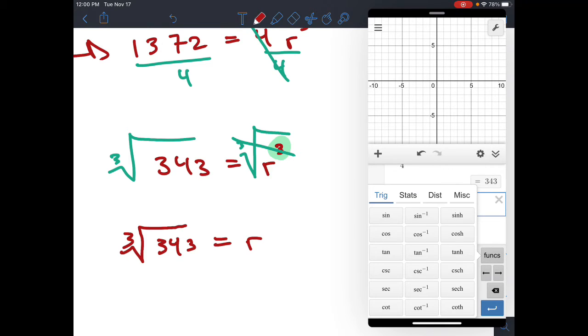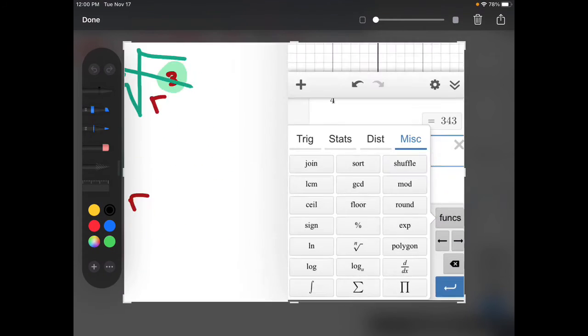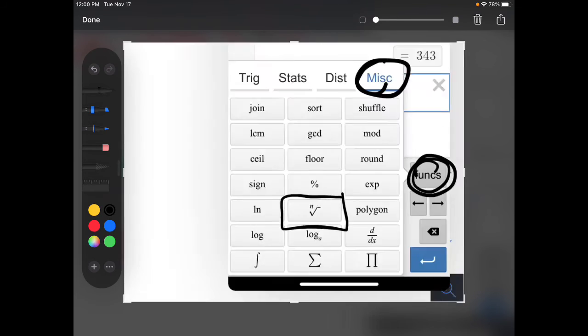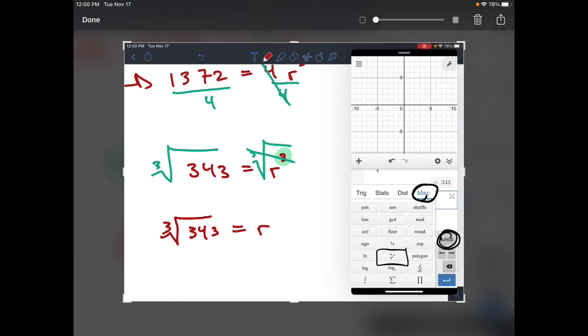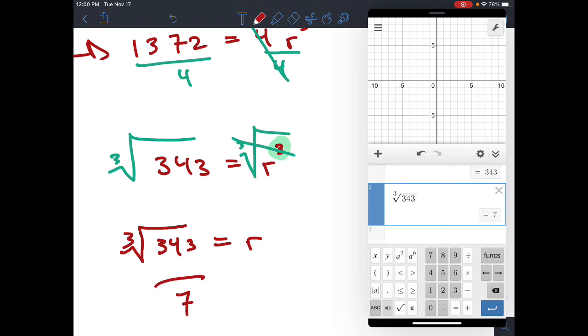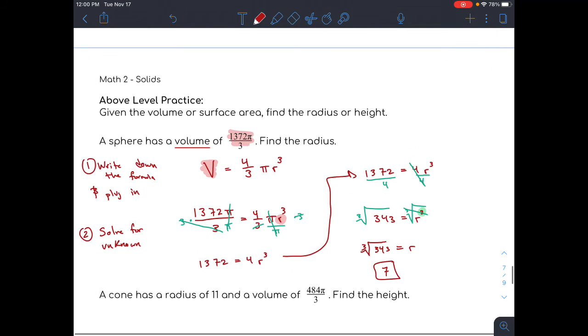I'm going to go to Functions, Miscellaneous, and I have this button right here. So notice that I went Functions, Miscellaneous, and then I want this button here that has the n above the square root, n above the root. So I tap that guy, and now I can tap in a 3 for cube root. I use the arrow button, type in 343, and the answer is 7. So the radius of this sphere is 7 inches or miles or whatever.